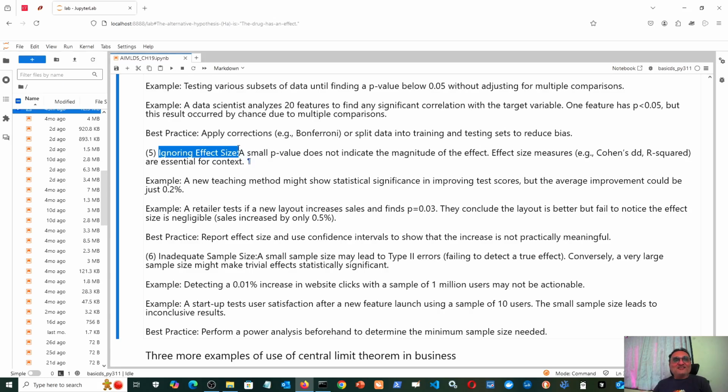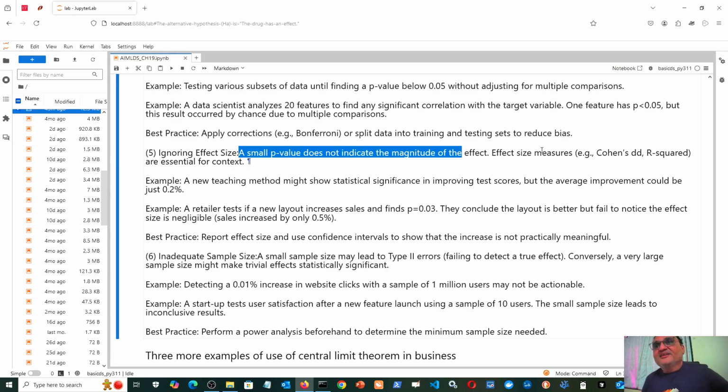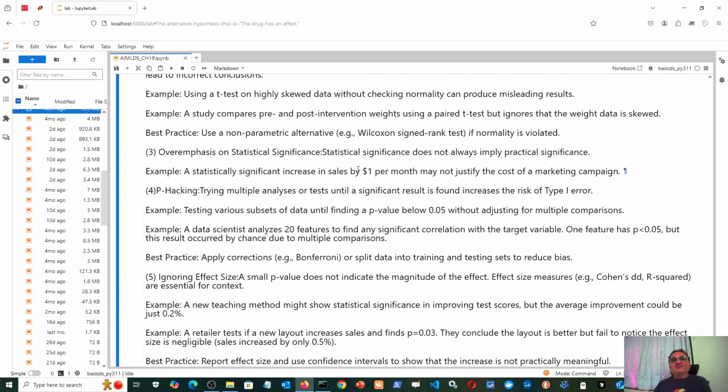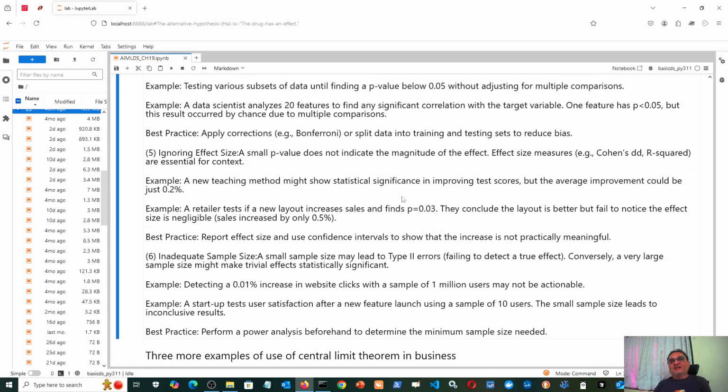Okay. Ignoring effect size. Sometimes it happens that you get a small p-value, right, you got that there is a significant effect, but effect size is also an important parameter. So we also did that earlier, that if you spend $30 per user for a marketing campaign, and if you get a $1 increase in sales per user, then that is okay. Statistically, you have proved that by spending money on marketing, your revenue increased, but the magnitude of effect is negligible. So you can use tests like Cohen's d, R squared, etc. So that effect size is also taken into consideration, and you are giving your results in proper context.